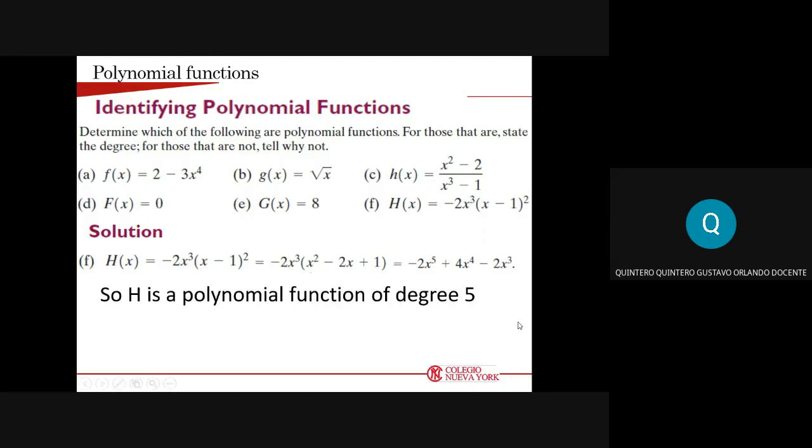H is a polynomial function of degree 5. Something else to know about polynomial functions: how to find the real zeros.